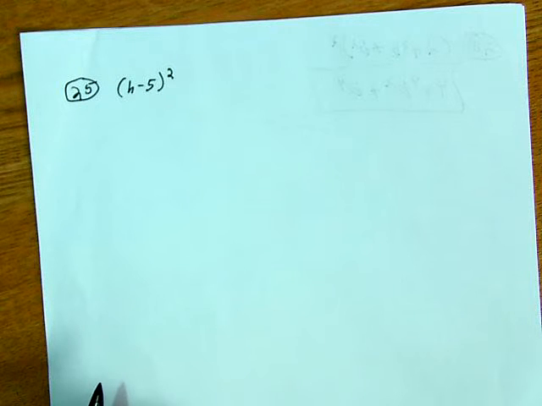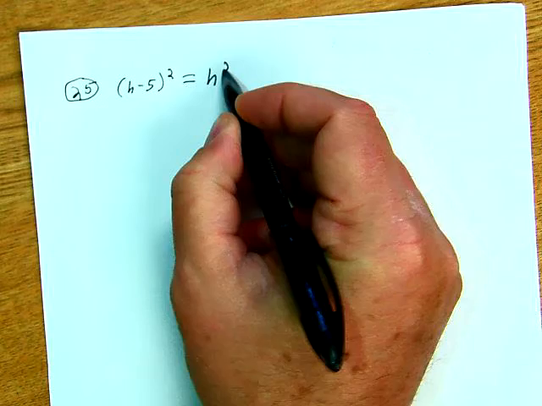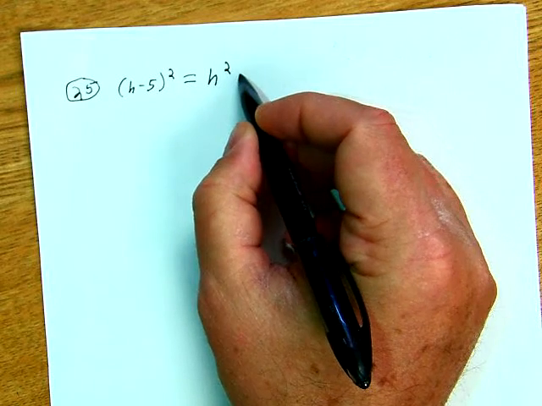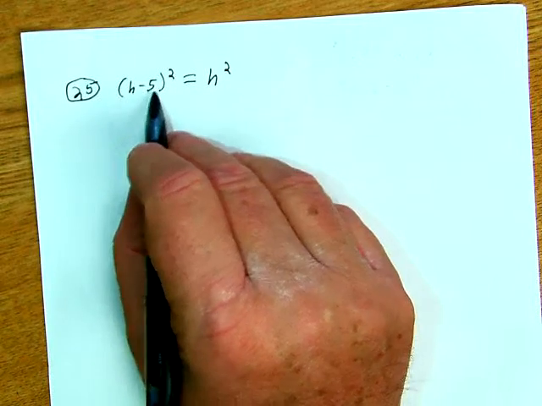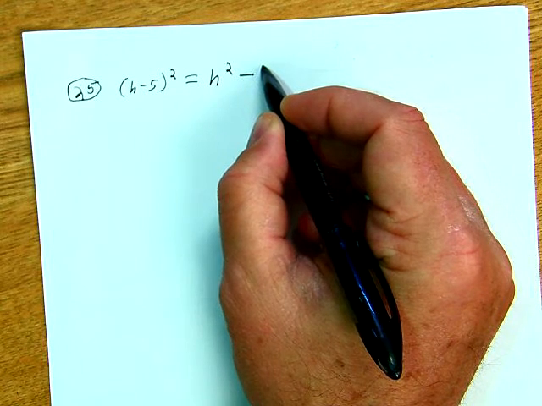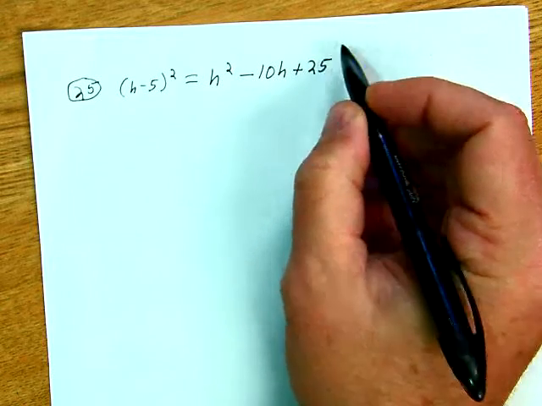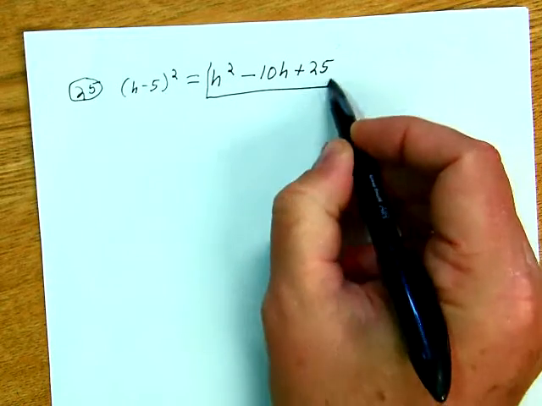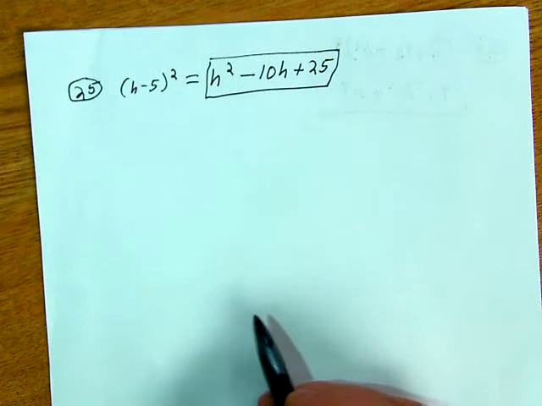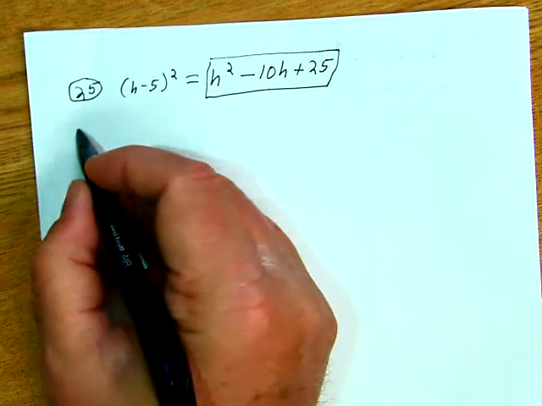And we know that we're going to get a squared minus 2ab plus b squared. So h squared, 2ab is h times 5 times 2, and that is 10h, and plus 25. We square the 5 at the end, and there is our final answer for number 25. That is correct.